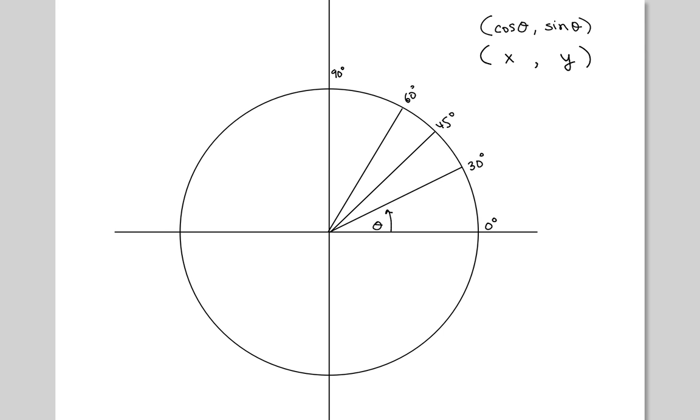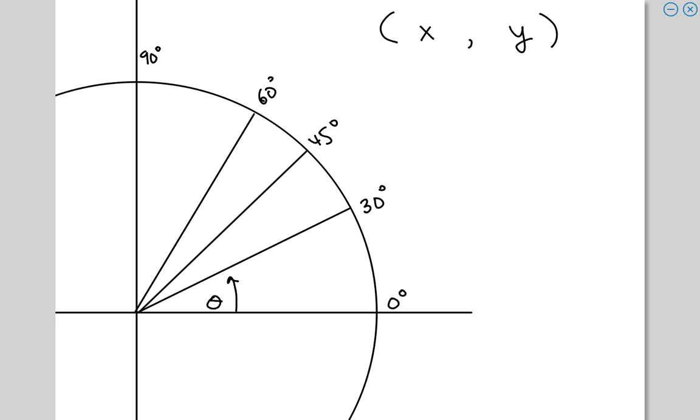Okay? Now, the 0 and the 90 are very easy to do. What's this coordinate over here? The x is 1, and the y is 0. It's just over 1 unit to the right. The y-coordinate is nothing. Now go up to the 90. What's that coordinate? Good. Now the x is 0, and the y is 1. So that's a good start.